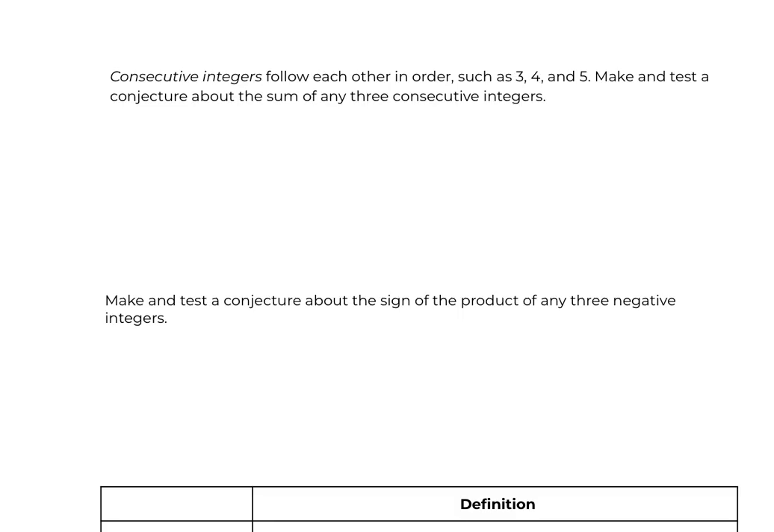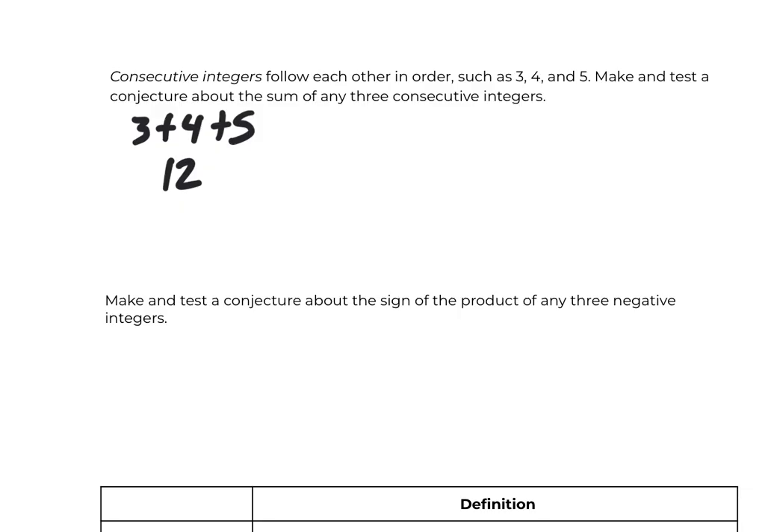Make and test a conjecture about the sum of any 3 consecutive integers. Okay? So what we need to do is we just need to make up an example, right? So 3 consecutive integers. The example they gave me was 3, 4, and 5. And we see the word sum here, okay? The sum of those 3. If I add those 3 together, 3 plus 4 is 7. 7 plus 5 is 12. Okay, is that enough to make a conjecture off of? Just one number? One example?